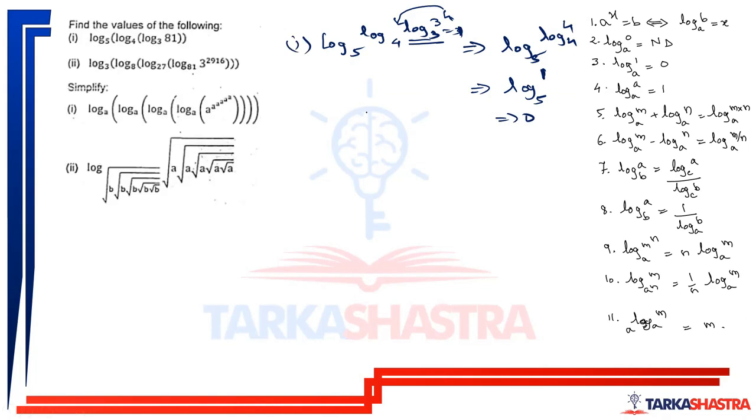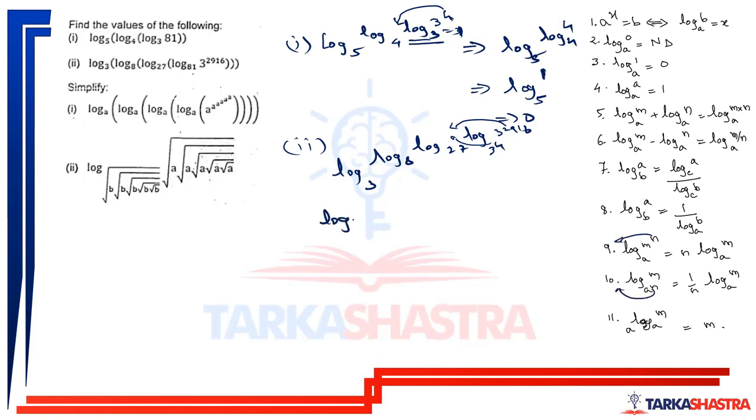Similarly, if I have to solve this, what I have is log base 3, then we have log 8, then we have log 27, then we have log 81, and this is 3 to the power 2916. Instead of 81, can I write 3 to the power 4? Yes, this will be 3 to the power 4. Now this 2916 will come out, and this 4 will also come out, and this 4 will come in the denominator.